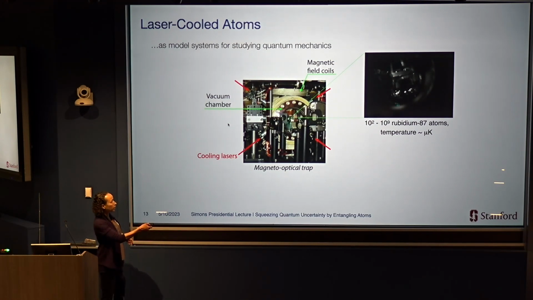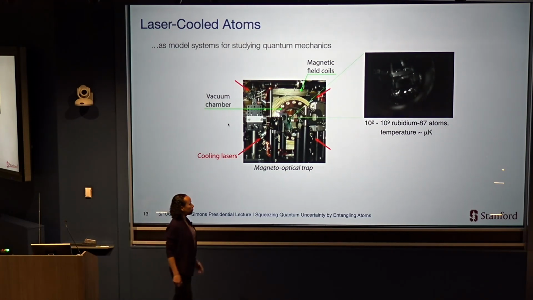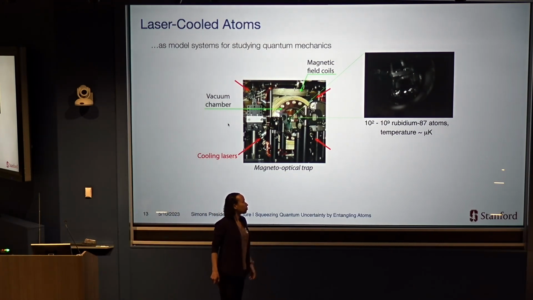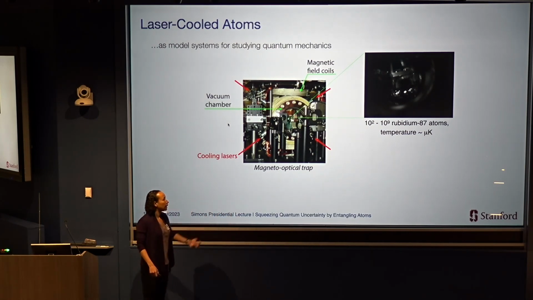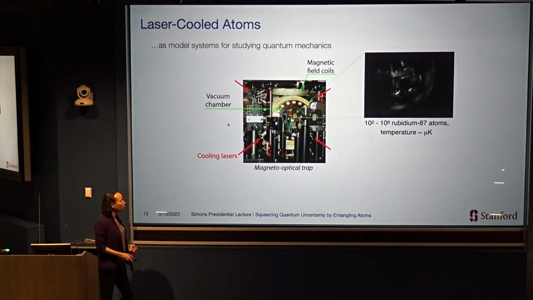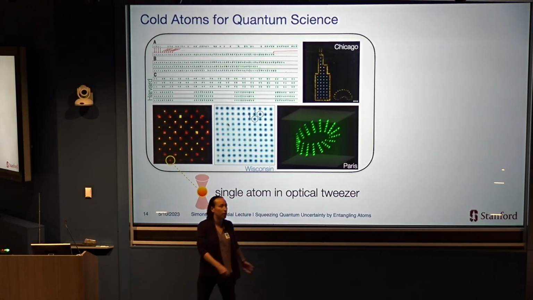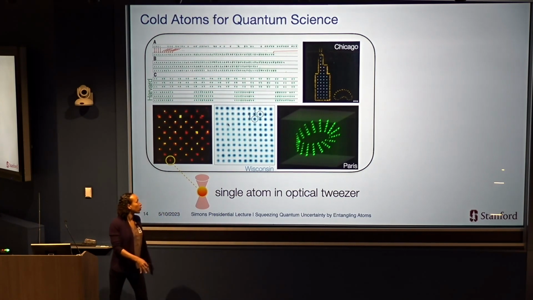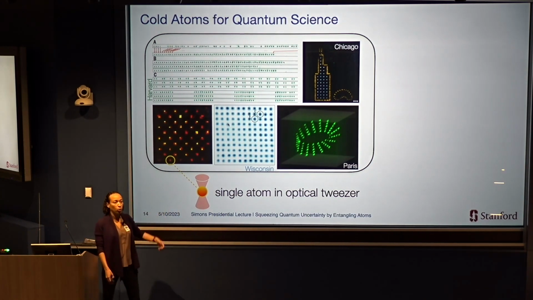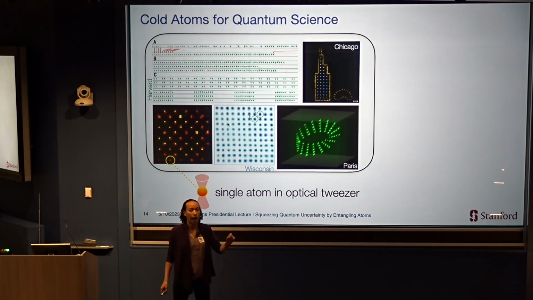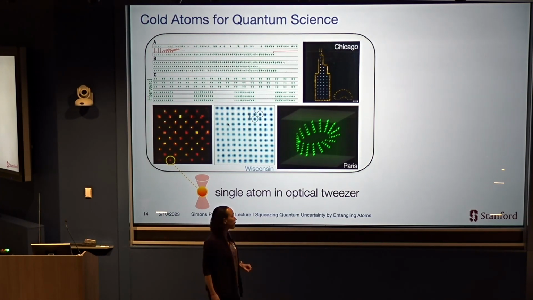So this is a picture of a cloud of some millions or perhaps a billion atoms collected at a temperature of around the microkelvin. And once one can do that, there's actually a whole host of quantum science applications that this opens up. Here I've shown a picture of a few labs around the world that are taking individual atoms and trapping each one at the focus of a laser beam.